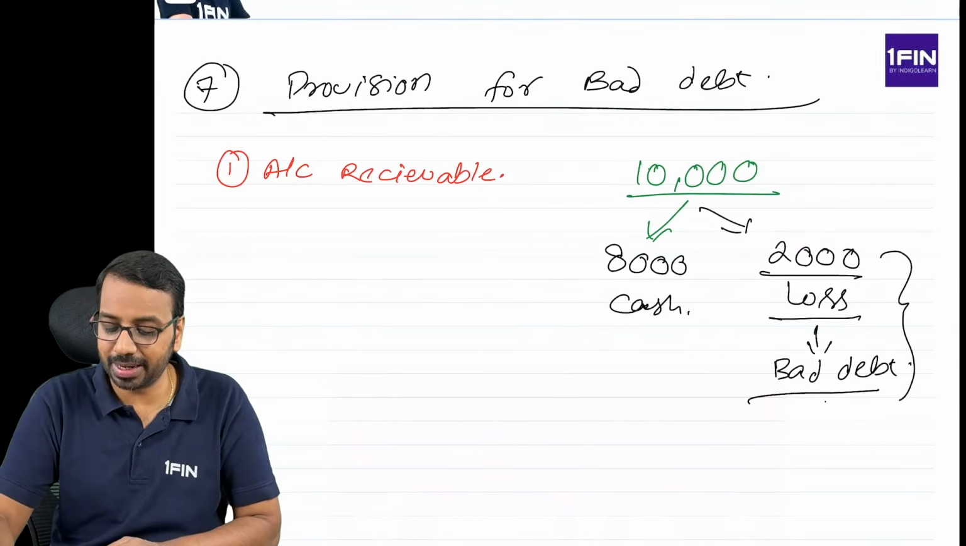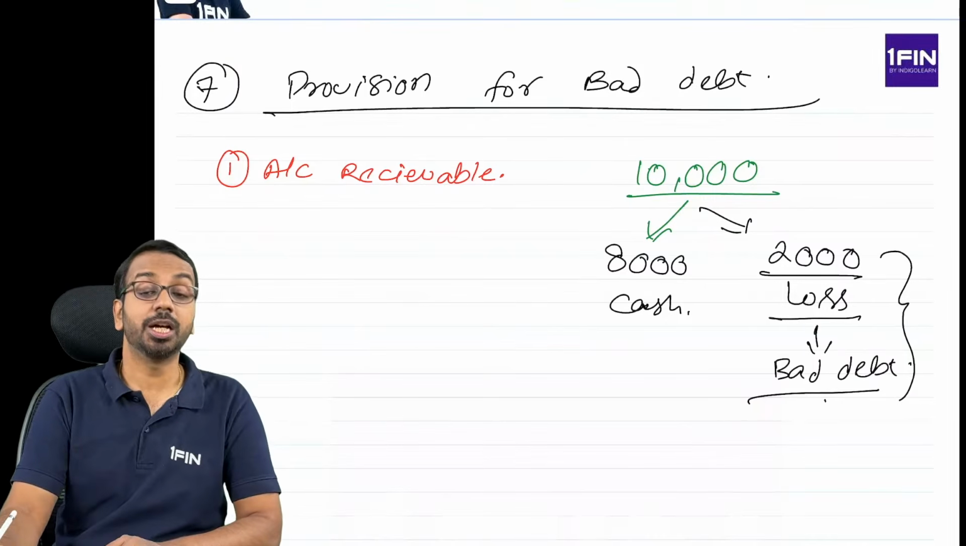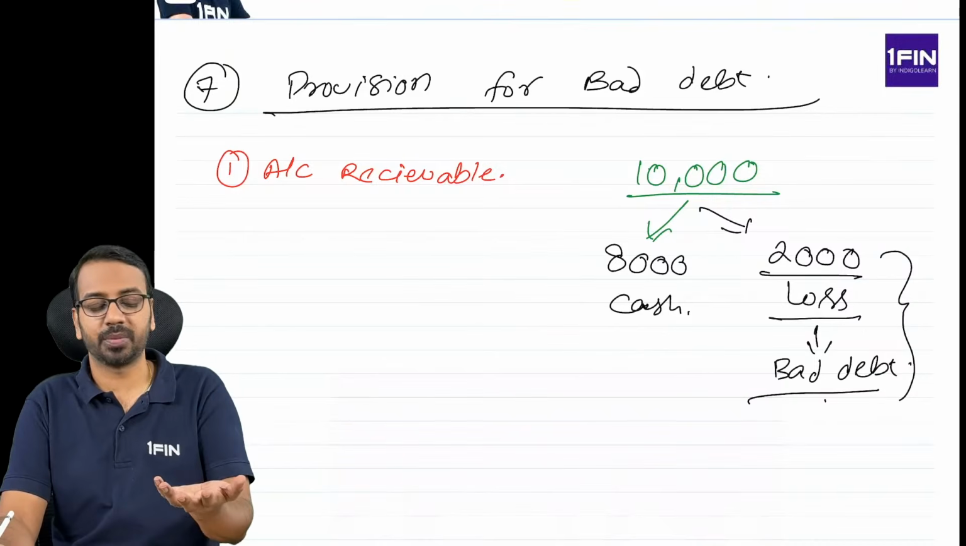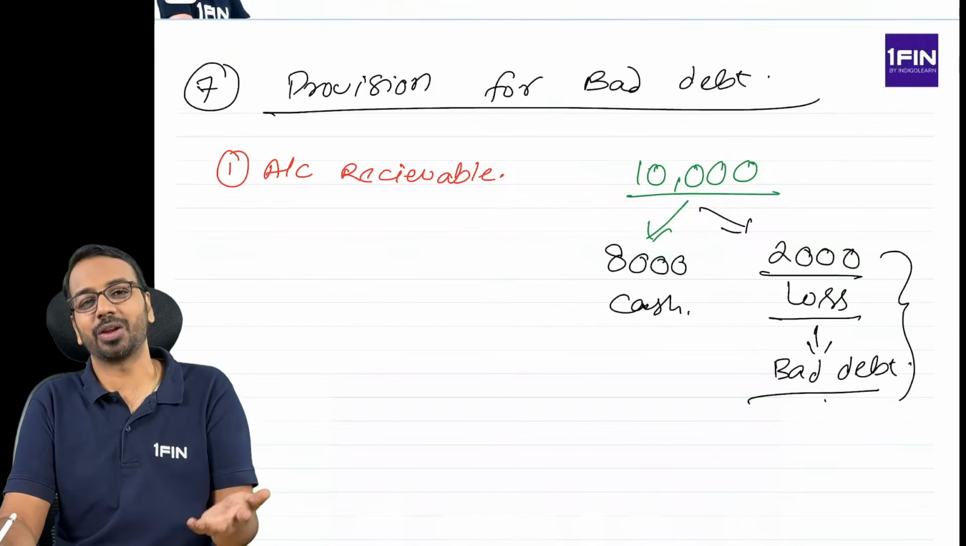What is this bad debt? Bad debt is a loss or an expense to be taken in the income and expense statement. It's not an expense actually, it's a loss. Sir, what is the difference between expense and a loss?